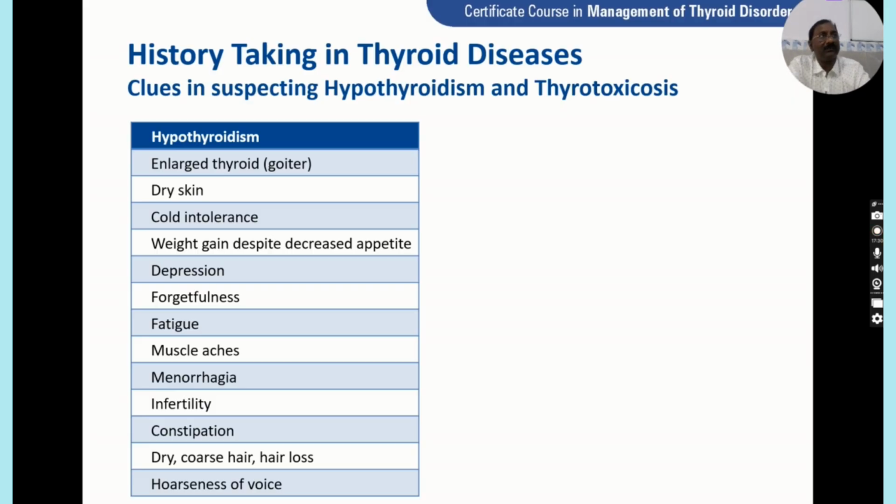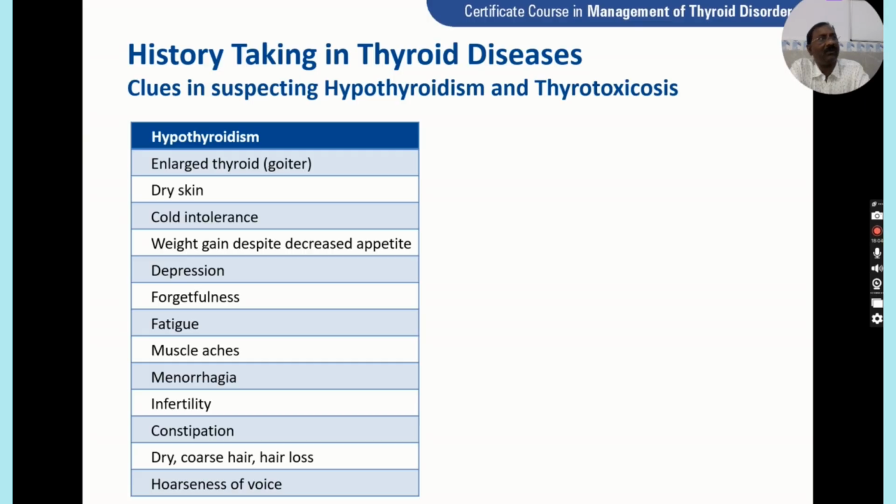Depression is very common in hypothyroidism people. Some people behave like psychiatric patients when there is moribund hypothyroidism. So definitely they behave like very depressive, lazy, drowsy, sleepy, etc. Forgetfulness, fatigue, easy fatigability, myalgias, muscle aches, menorrhagia, infertility, constipation, dry coarse hair and hair loss, hoarseness of the voice.